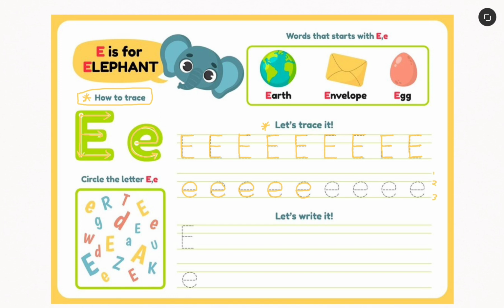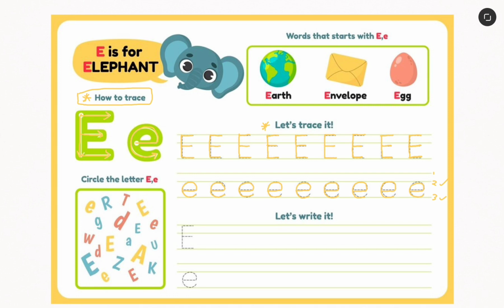We can see 1, 2, 3. Three guidelines. Make sure your E, or your small E, is between the second and the third guidelines over here. These ones. Very good. So let's go again. Straight up and down. Straight up and down. Very good. So now that we've learned how to trace the alphabet E, let's write it ourselves.